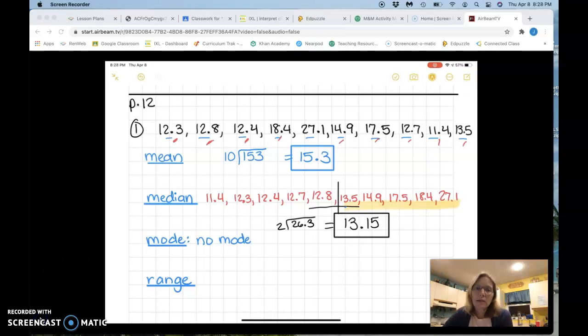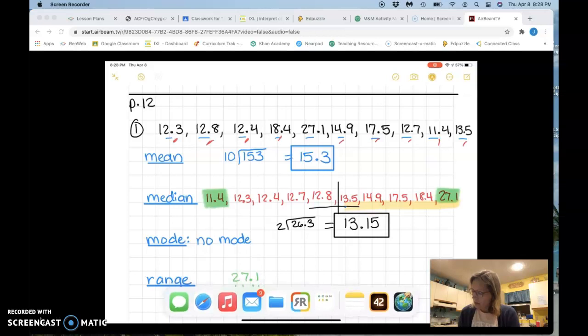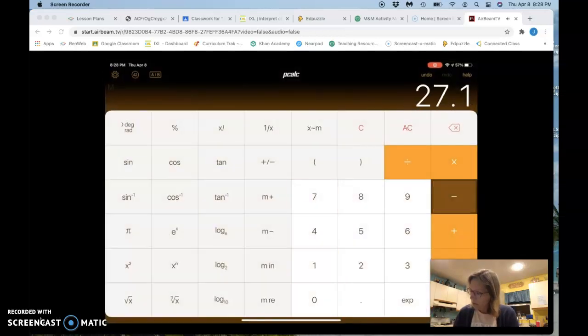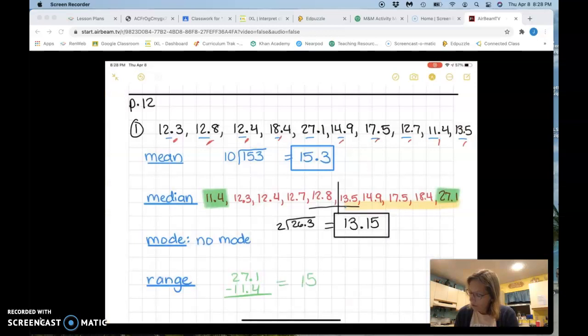Last thing we need to find is the range. So remember, the range is your greatest value minus your smallest value. So let's look for those values. My greatest number, it's easy once you put them in order. You just get the first and the last. My greatest number is 27.1. My smallest is 11.4. So I'm just going to subtract those two. And let's use our calculator so we won't mess up. So 15.7 is my range.